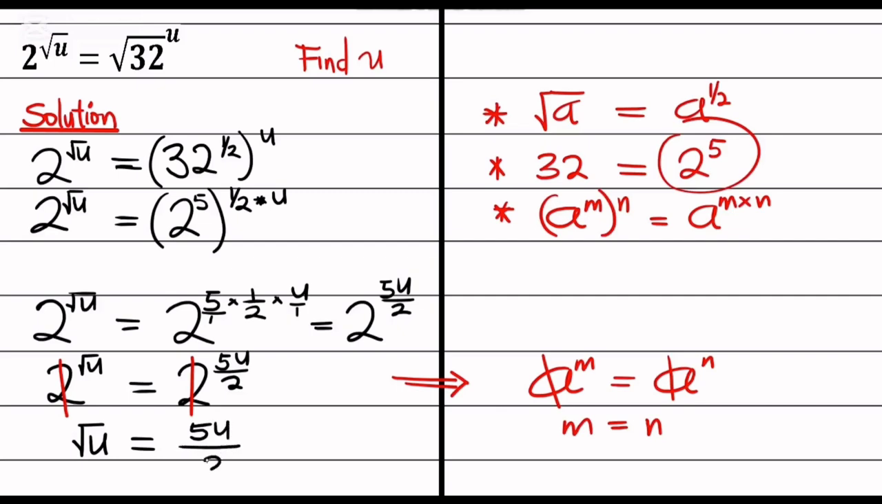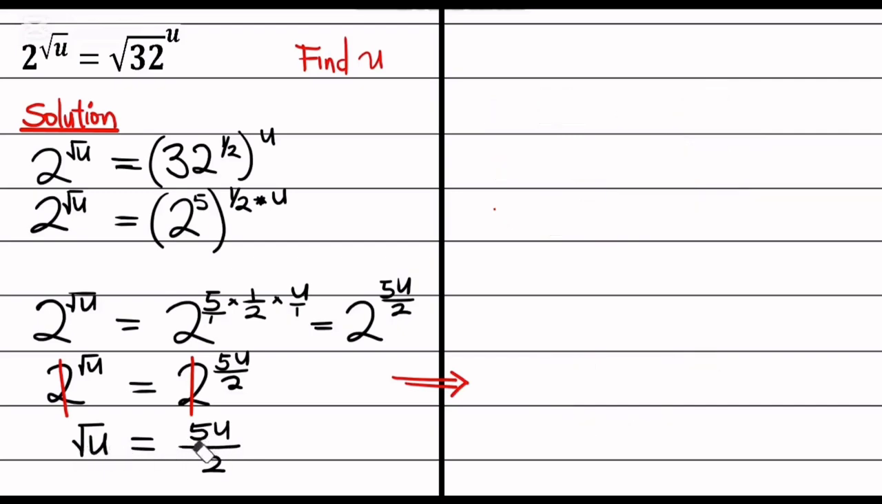5u over 2. And what am I going to do next? I'm still looking for what the value of u is going to be, and I'm still having the same u on both sides of the equation. So I wish one of the u's would just disappear, then I say my u equals a certain number. So what am I going to do to achieve that? What if I square both sides? At least it's going to solve this problem of the square root here.